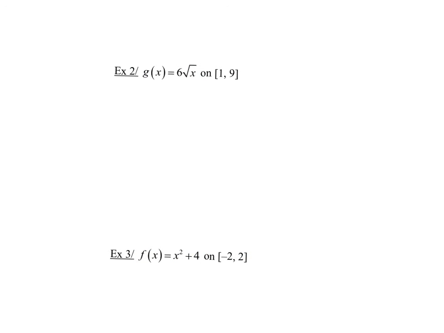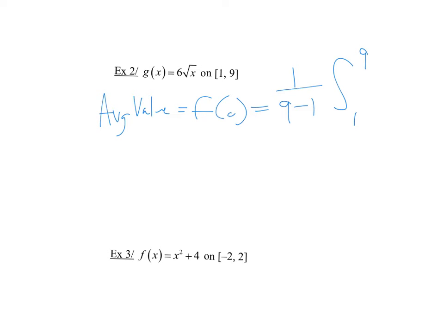Okay, so let's just apply the formula to these new ones. Again, we're just finding the average value. We'll find what c is later. Right now, I just want to know what is f of c, or what is the average value. So the average value is f of c, which is 1 over, in this case, 9 minus 1, times the integral from 1 to 9. Make sure you get the order of those right. Don't flip-flop those numbers. Do it in the correct order, or else you'll get a negative version of the answer.